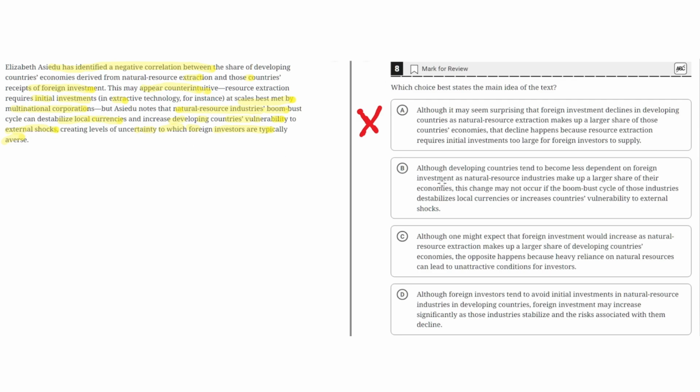The first part is incorrect, where it highlights how developing countries tend to become less dependent on foreign investment as natural resource industries make up a larger share of their economies, which is not mentioned in the text, because nothing in the text suggests that these countries become less dependent on foreign investment. So B is incorrect.